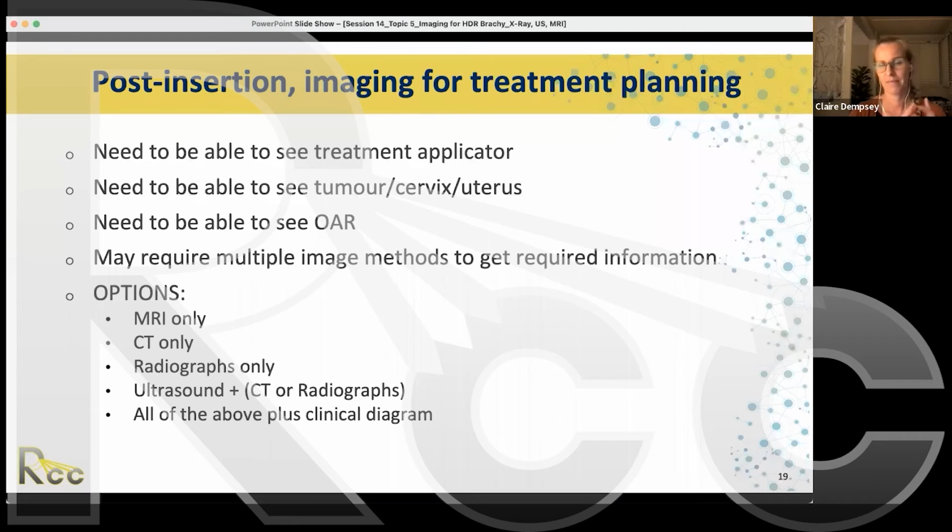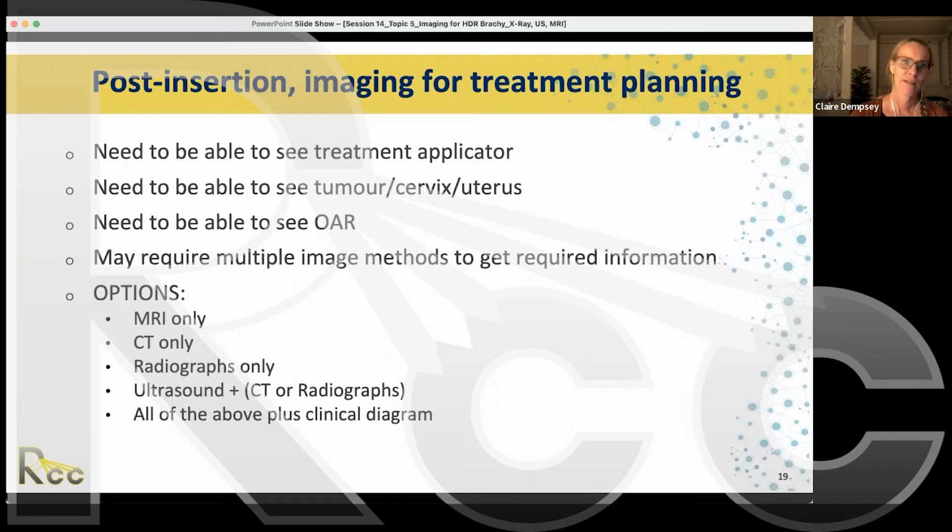So we can have MRI only. You know, MRI gives us great tumor visualization, the best, gold standard. MRI allows us to see our organs at risk. You can see the treatment applicator in an MRI. It's not perfect, but you can see it. So you can plan purely on an MRI data set. You can see the treatment applicator really well. You can see the cervix and the uterus, not so much the tumor, but that's okay. And you can absolutely see the organs at risk. So CT only is a great option for treatment planning.